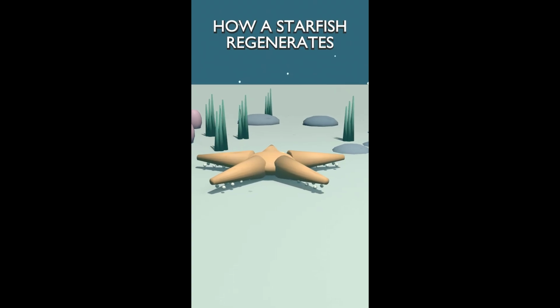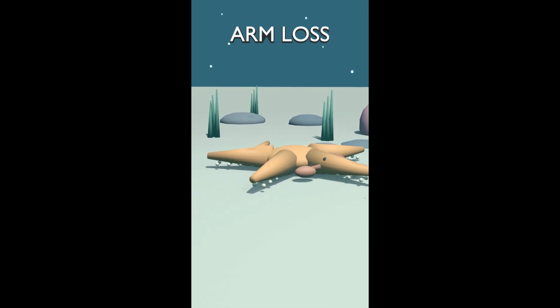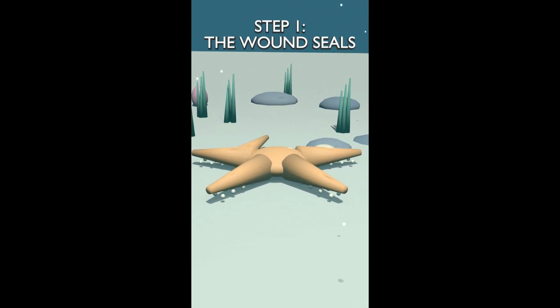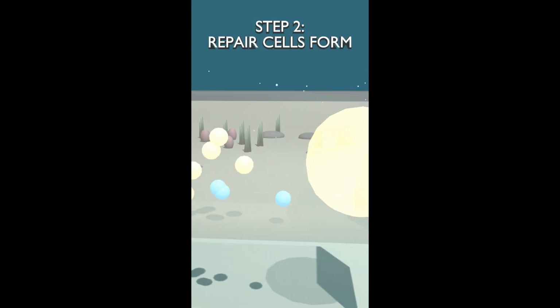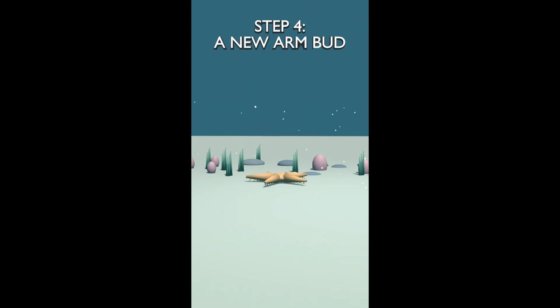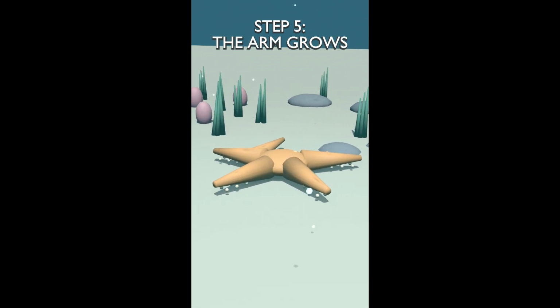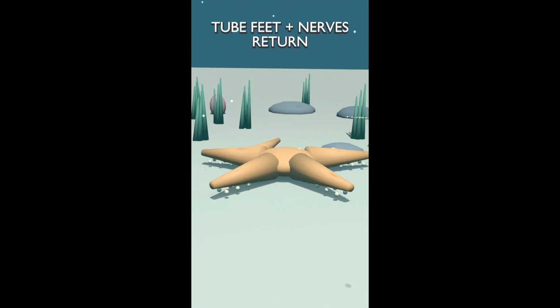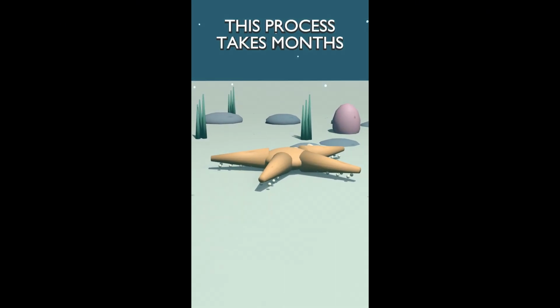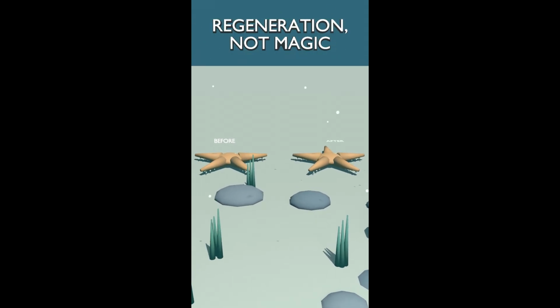What happens when a starfish loses an arm? First, it seals the wound to protect itself. Then, nearby cells change into repair cells. Those cells move into the damaged area and begin rebuilding the missing arm. A tiny arm bud forms first. Then, it slowly grows longer. As it grows, the sea star rebuilds important structures like skin, internal tissues, tube feet, and nerves. This takes months, not minutes. So, a sea star does not magically regrow an arm. It rebuilds it step by step.